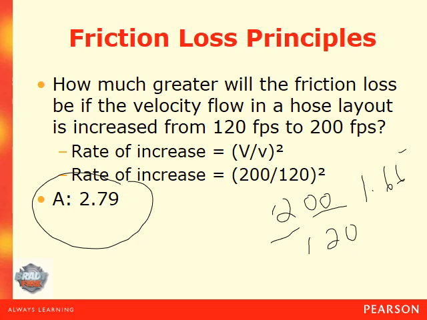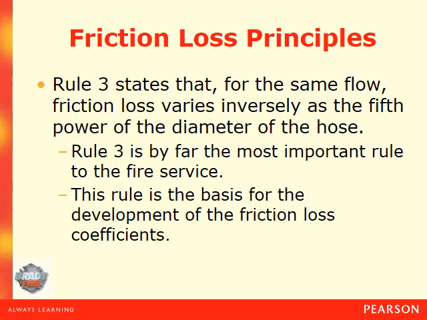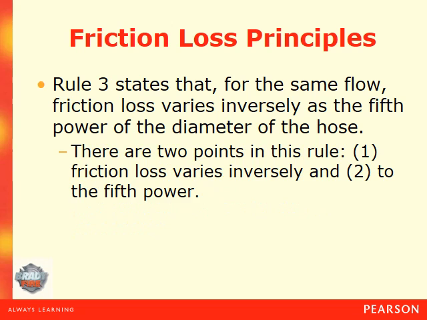So again, the formula is new velocity divided by old velocity squared. Rule 3 states that for the same flow, friction loss varies inversely as the fifth power of the diameter of the hose. Rule 3 is by far the most important rule in the fire service. This rule is the basis for the development of friction loss coefficients.